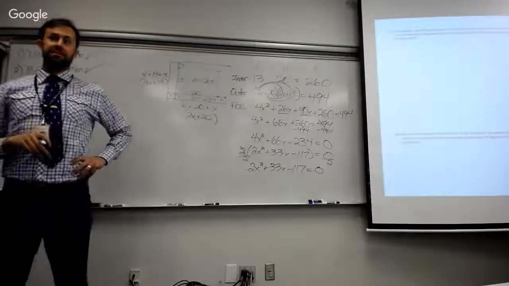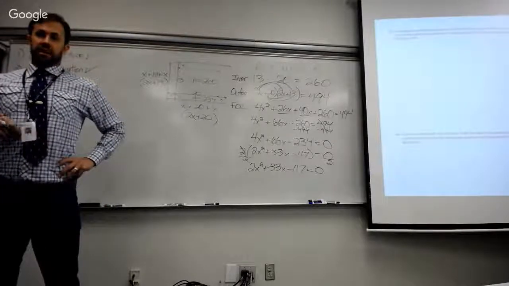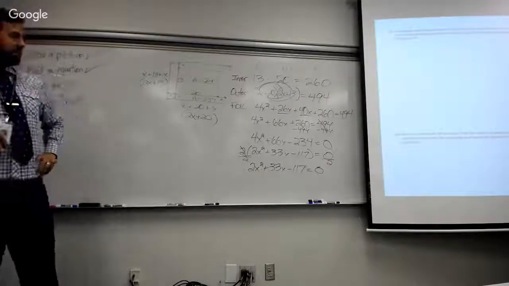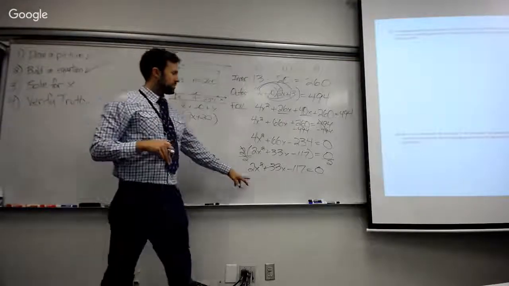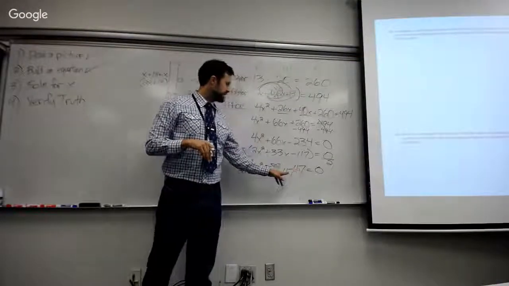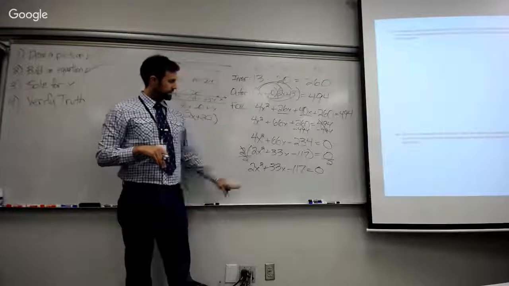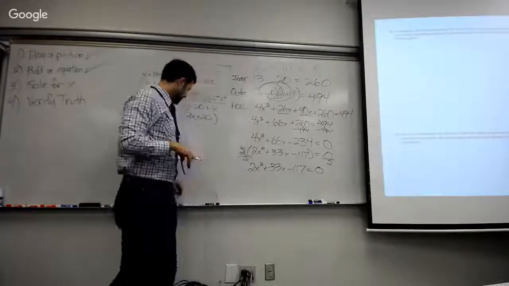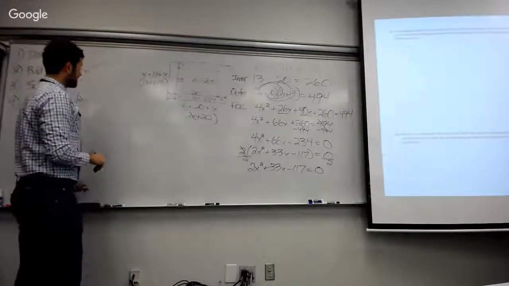Now are we ready to factor? Yeah, we're ready to genuinely factor now. So now we can actually factor this thing. Can we just say what multiplies to equal 117 that adds to make 33? No, because there's a 2 up front. So we get to do the longer factoring technique.